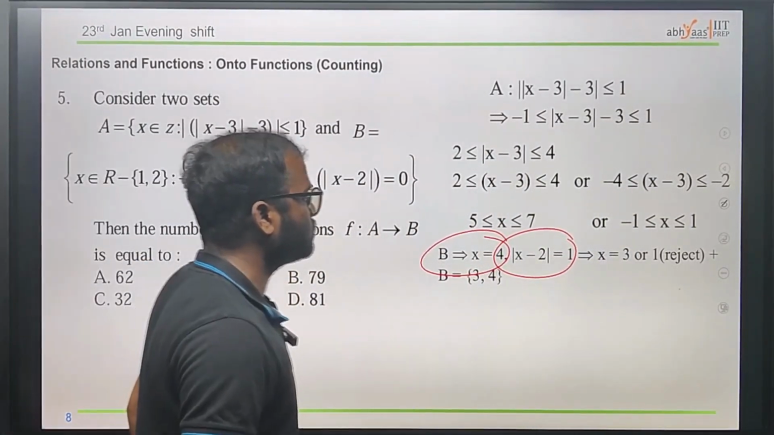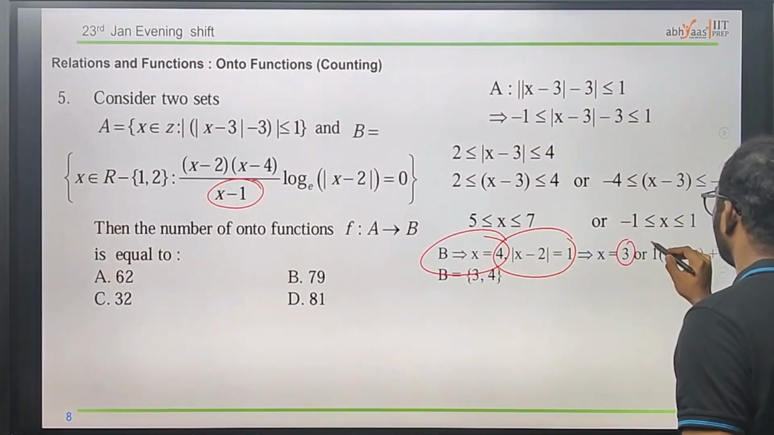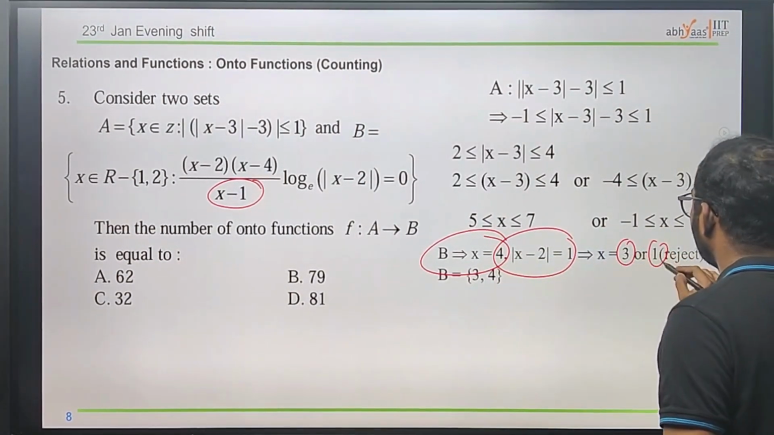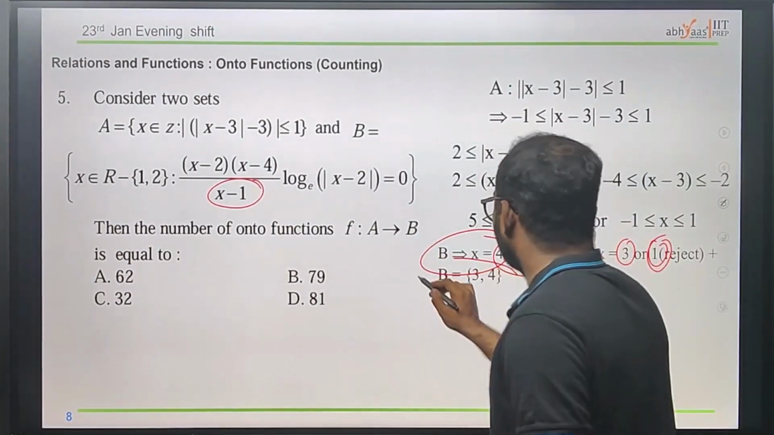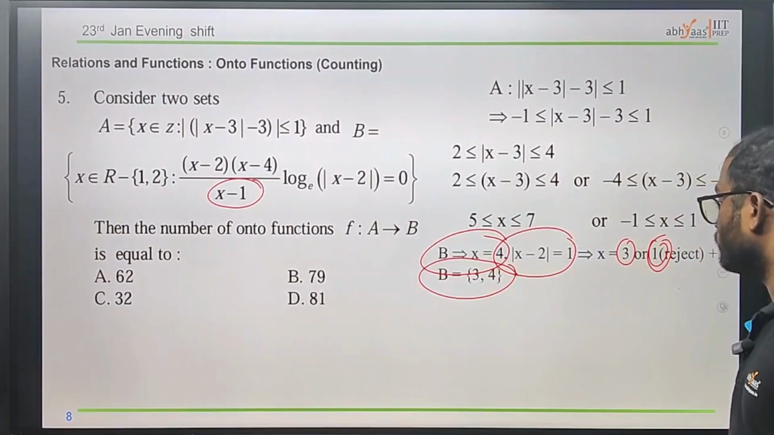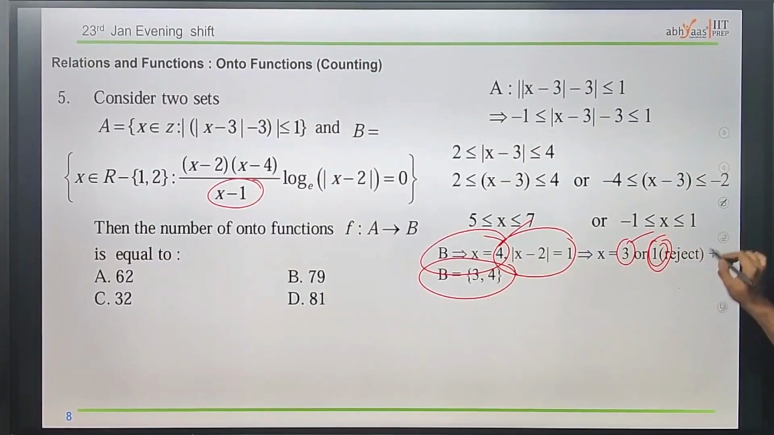I hope you understood. Therefore x equal to 3 or 1 will be rejected. X equal to 3 but 1 will be rejected, because of that. And also B can have only 3 and 4. That's how we have 3 and 4.